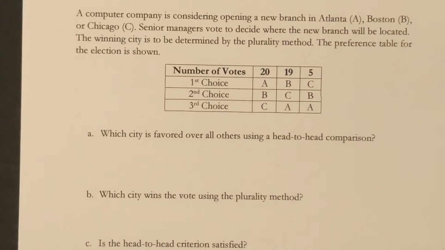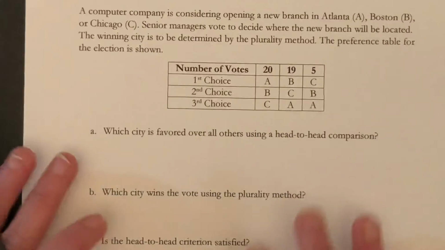A computer company is considering opening a new branch in Atlanta, Boston, or Chicago. Senior managers vote to decide where the new branch will be located, and the winning city is to be determined by the plurality method. The preference table for the election is shown. Which city is favored over all the others using a head-to-head comparison? This is essentially the pairwise method, okay?